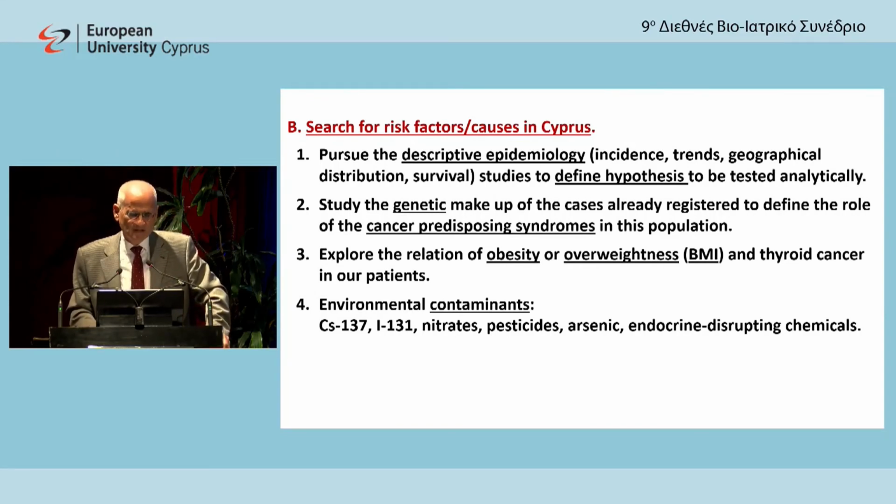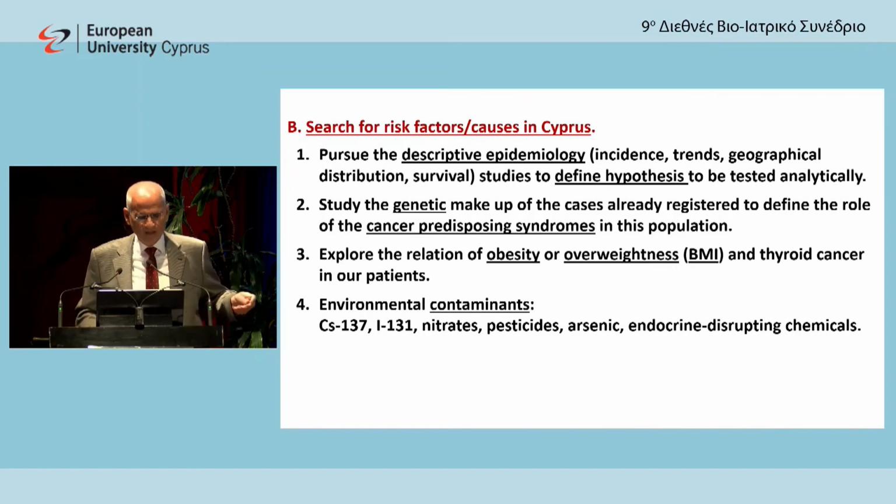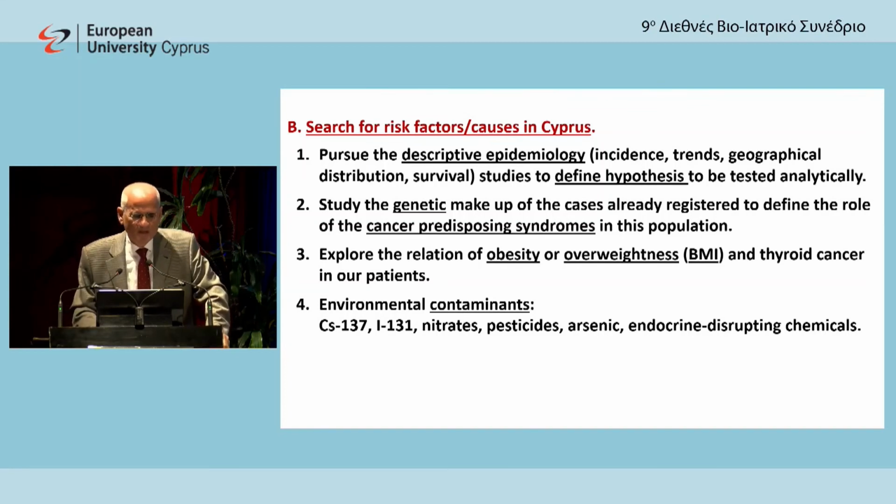syndromes. And this is a very interesting chapter, because Cyprus is an island, with gene recirculation, although there is not homomixia, consanguinity. However, because we are all living on an island, we suspect that the cancer predisposition syndromes might be interesting to explore. Also explore the relation of obesity and overweightness, which are really a huge problem in our country, in children and also in adults, to see their relation with thyroid cancer and also with other cancers.